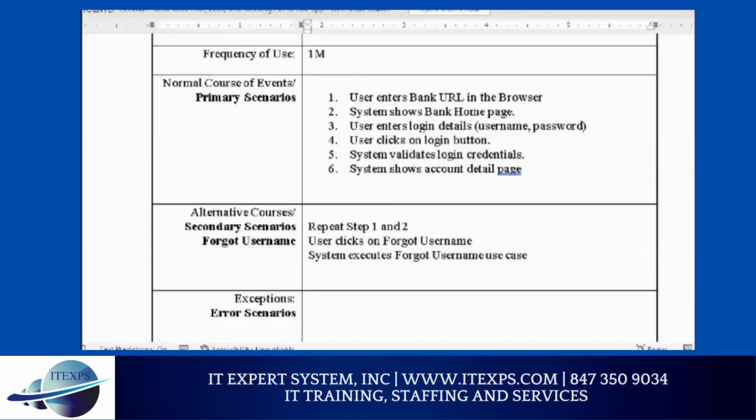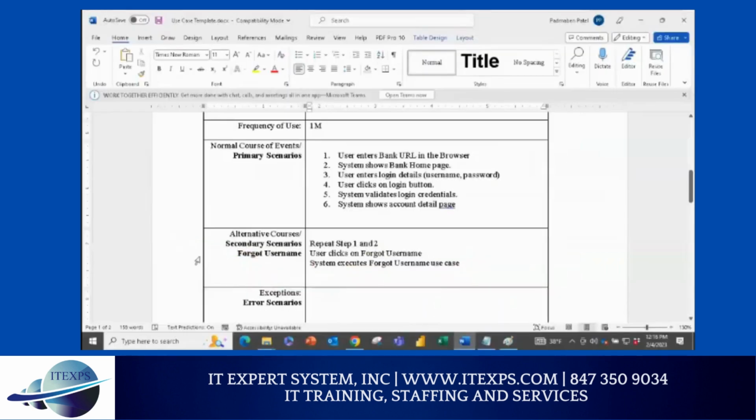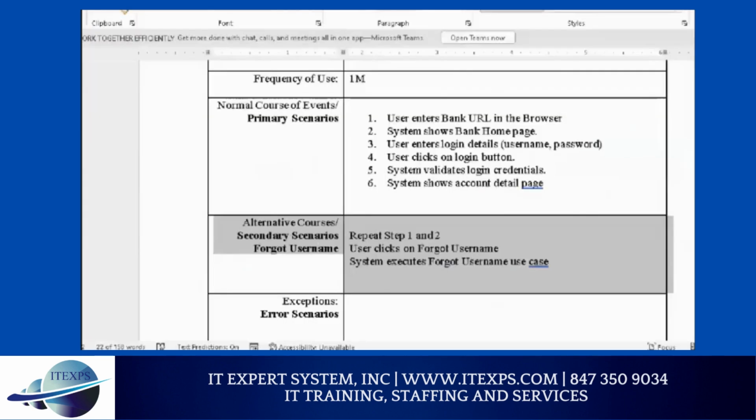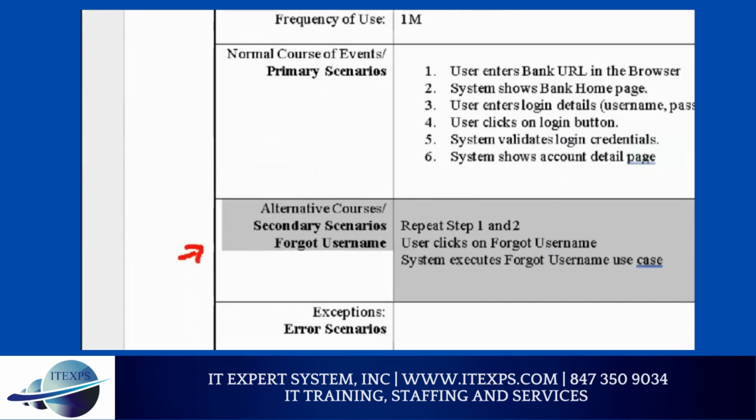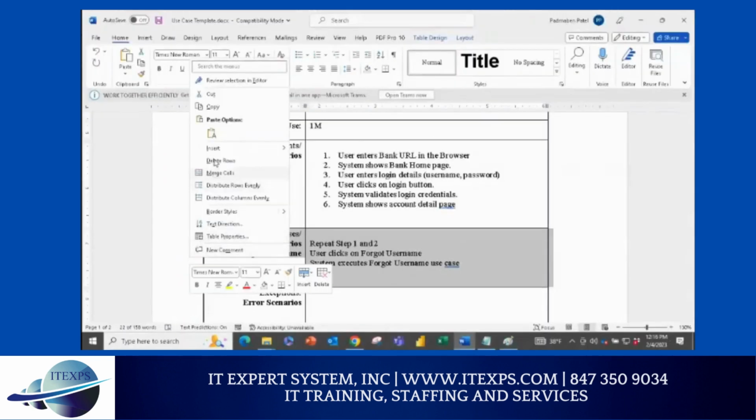So here you can say, hey, user clicks forgot username, and you can repeat the same thing for this row and say forgot password or create open account. I'm not going to do it, but if I want to, I can select the row, click here, and then say insert. You can say insert row below.